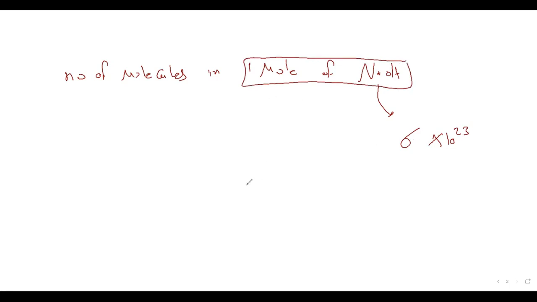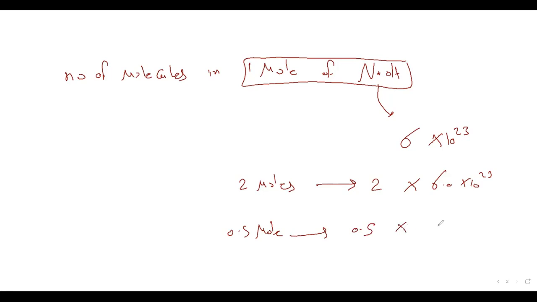If we have 2 moles, how many molecules? How many molecules in 2 moles? 12 times 10 power 23. Exactly, what did you do? 2 multiplied by Avogadro's. Okay? And 0.5 mole will equal how much? We divide the Avogadro's number by 2. Exactly, 0.5 multiplied by Avogadro's.